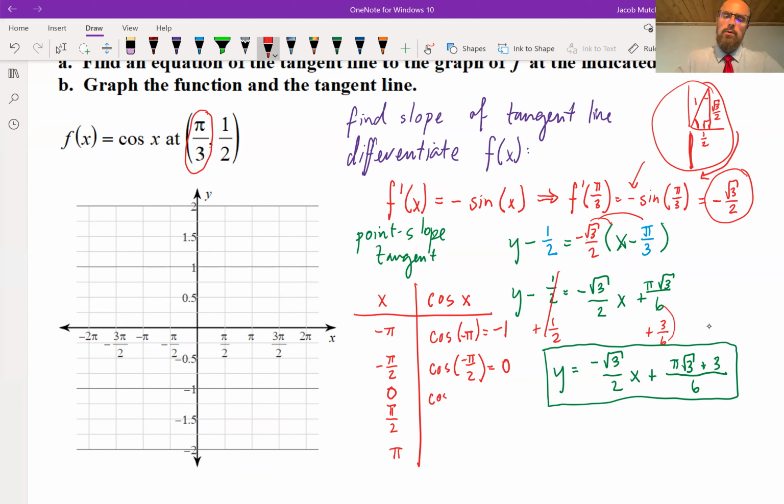Back to cosine at 0. That's +1. So you can start to see a pattern. I think the next one should be 0. And that's confirmed. Cosine of positive pi over 2, that's now going in my positive direction.